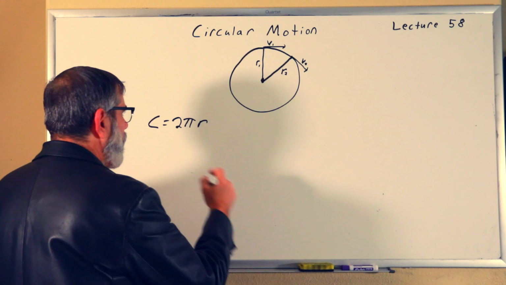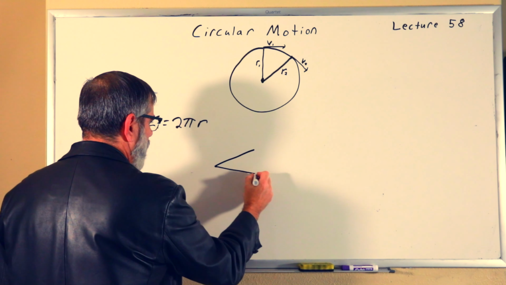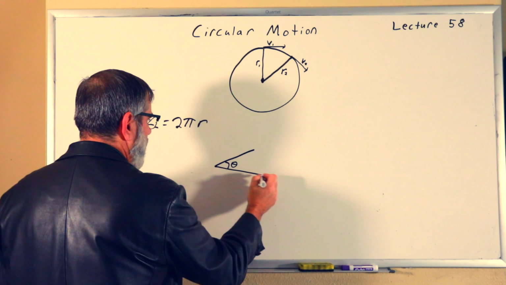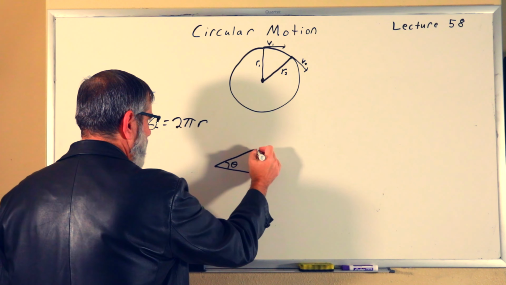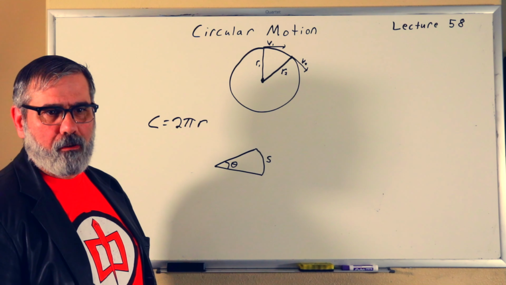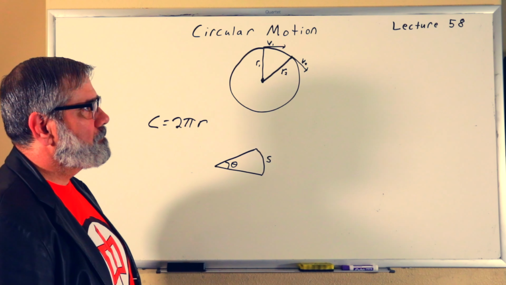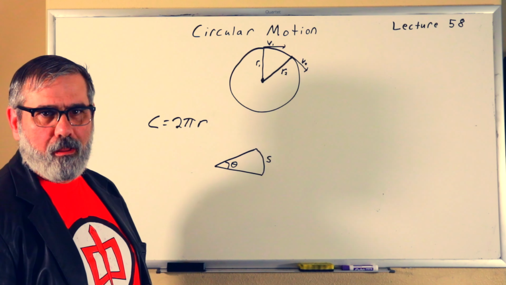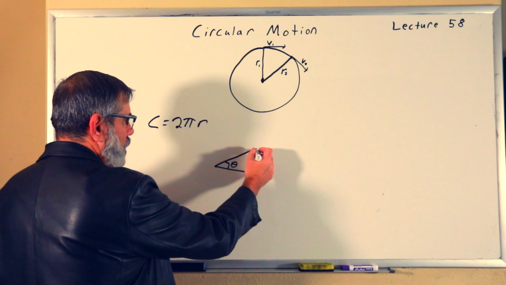Okay? So based on this, there's another relationship that we can get. If I draw a little arc with angle theta, it's kind of just a little piece of a circle, you see? All right. And we usually label it with S instead of D. I don't know why. We call it S. But anyways, it's just a little piece of the circle, right?